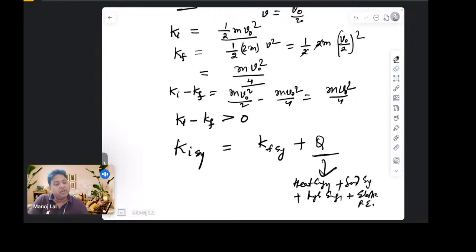So what we see is that most of the collisions are of this kind. There is some loss of energy, right? In day-to-day life, whatever we interact with, we see there's some loss of energy. And then this collision is known as inelastic.